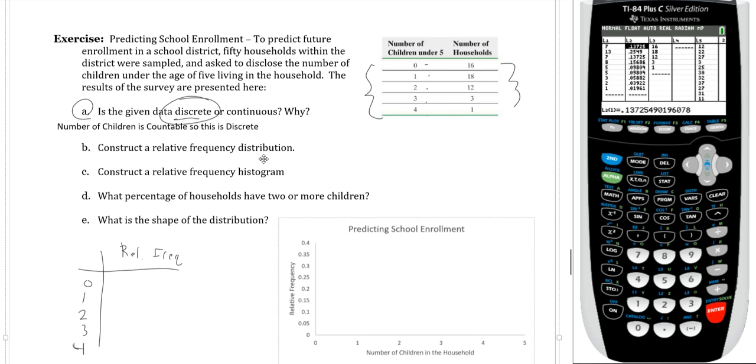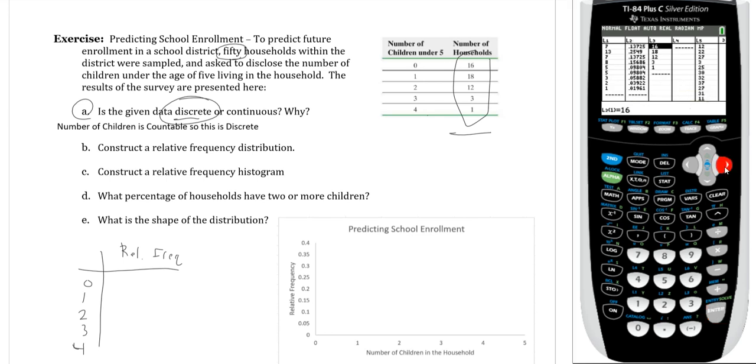Okay. With that in mind, we can now construct a relative frequency distribution. We have these frequency values of 16, 18, 12, 3, and 1. And we need to make those relative frequencies by dividing by the total. Well, remember, if the total is not given, you can always sum these up, but also in the description, it says that there were 50 households, so we know the total is 50.